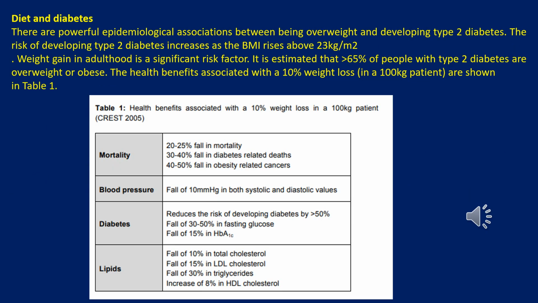We will now discuss diet and diabetes. There are powerful epidemiological associations between being overweight and developing type 2 diabetes. The risk of developing type 2 diabetes increases as the BMI rises above 23 kg per meter squared. Weight gain in adulthood is a significant risk factor. It is estimated that above 65% of people with type 2 diabetes are overweight or obese. The health benefits associated with a 10% weight loss in a 100 kg patient are shown in Table 1.